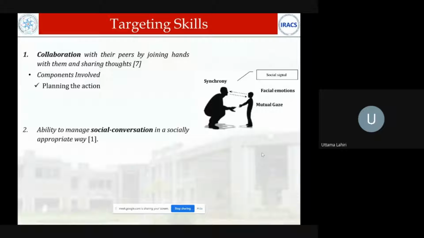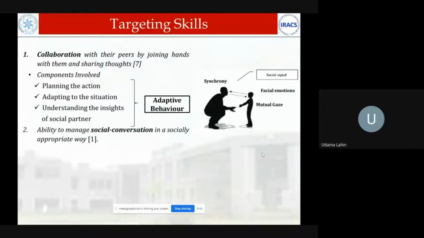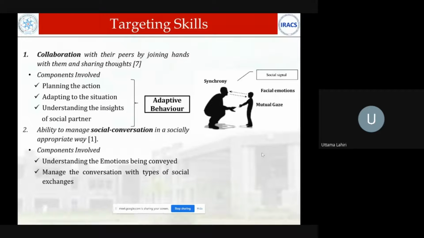So they need to plan the action and also in turn adapt to the situation while understanding the thoughts of the social partner. The other important skill is the social conversation skill, where the components are understanding the emotions being conveyed, and also managing the conversation, which can be different types of social exchanges.